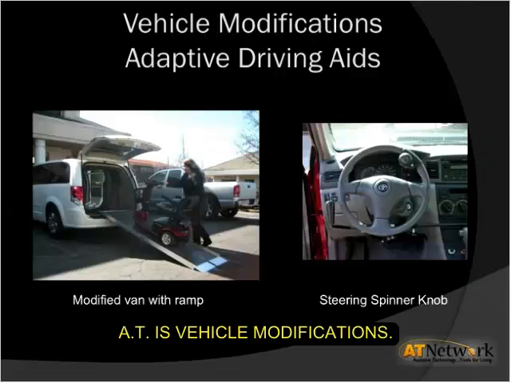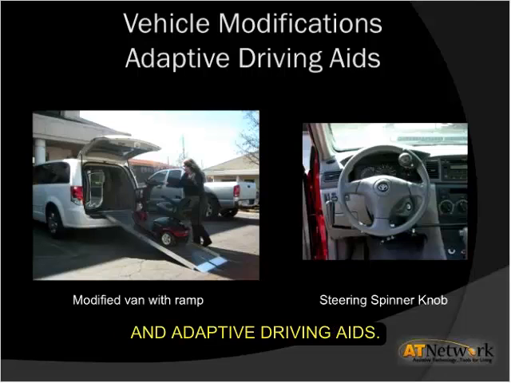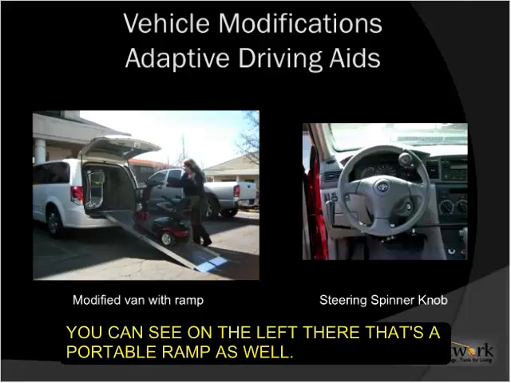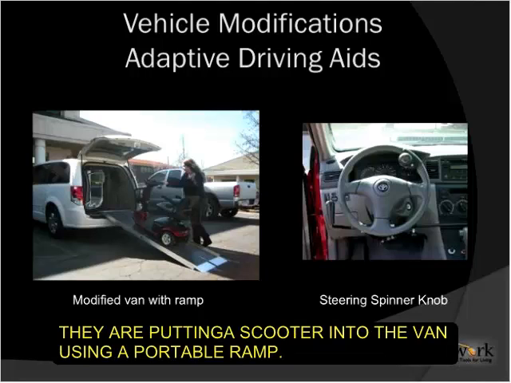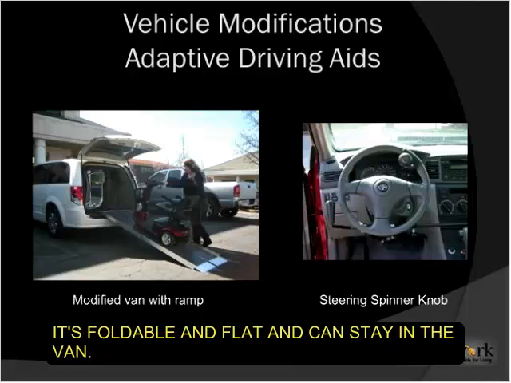And the last example that we're going to talk about for AT is vehicle modifications and adaptive driving aids. You can see on the left that that's a portable ramp. That was about $200. At one of our centers, they're putting a scooter into the van using that portable ramp that just folds up, and it's flat and can stay right there in the van.